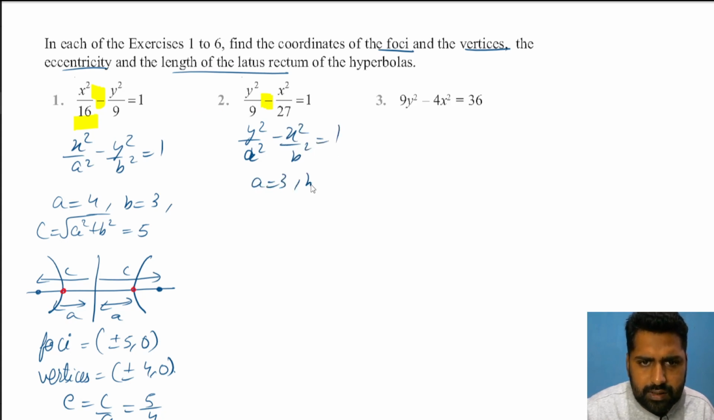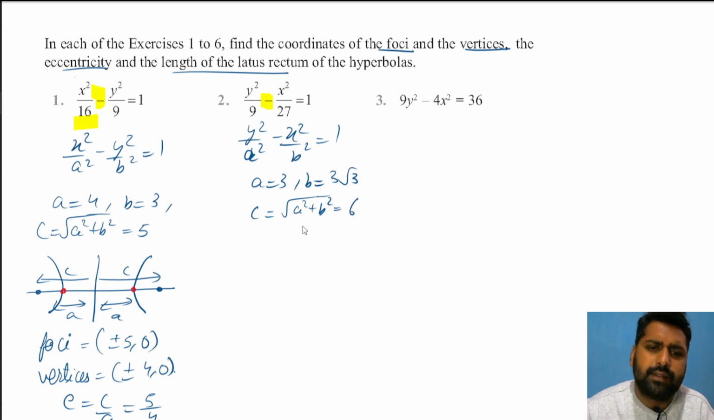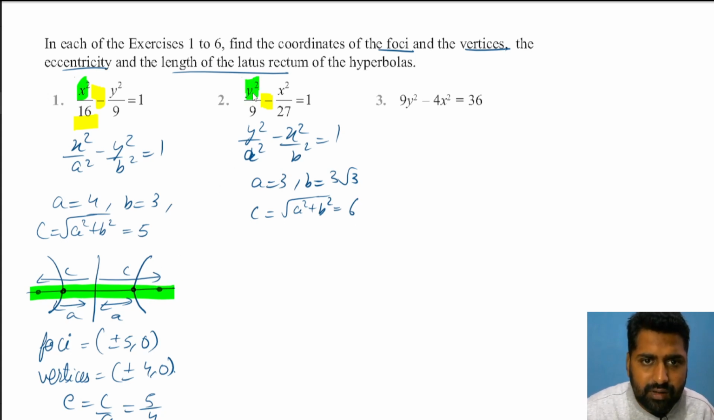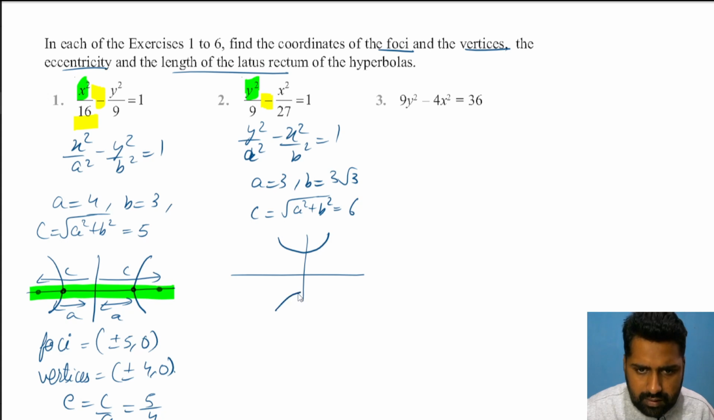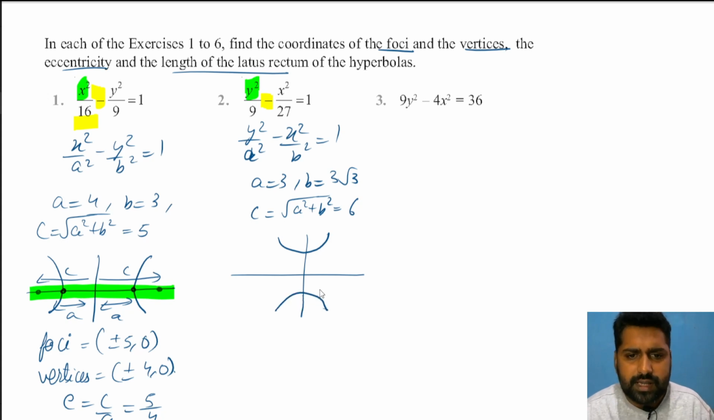A is 3, b is root 27, so 3 root 3. C is a square plus b square, so 27 plus 9 is 36, 6 will come. Now, what is the first variable? Here it was x, so the transverse axis on which the hyperbola cuts was the x-axis. This time y is written first, so the hyperbola will be on the y-axis, so that will be your transverse axis.